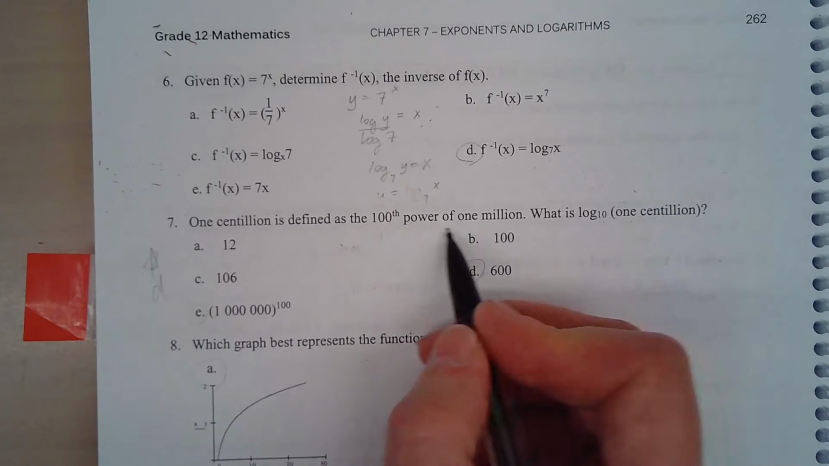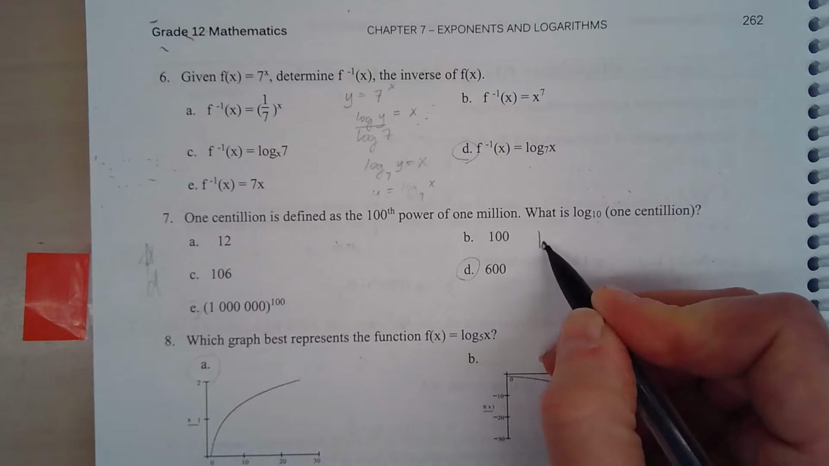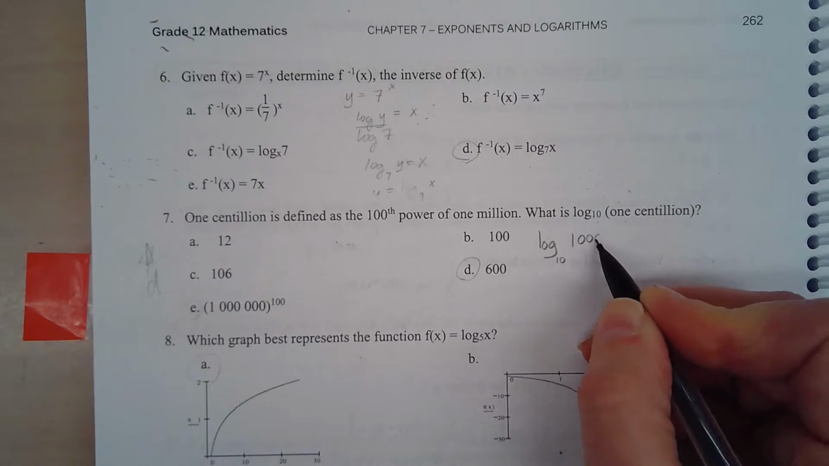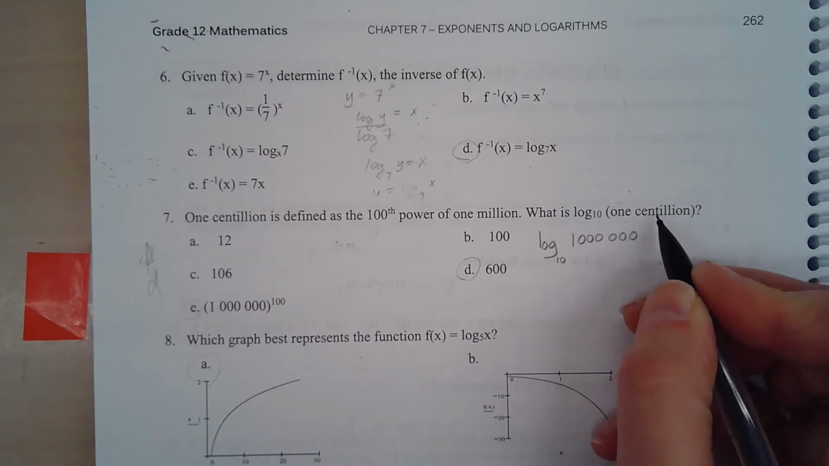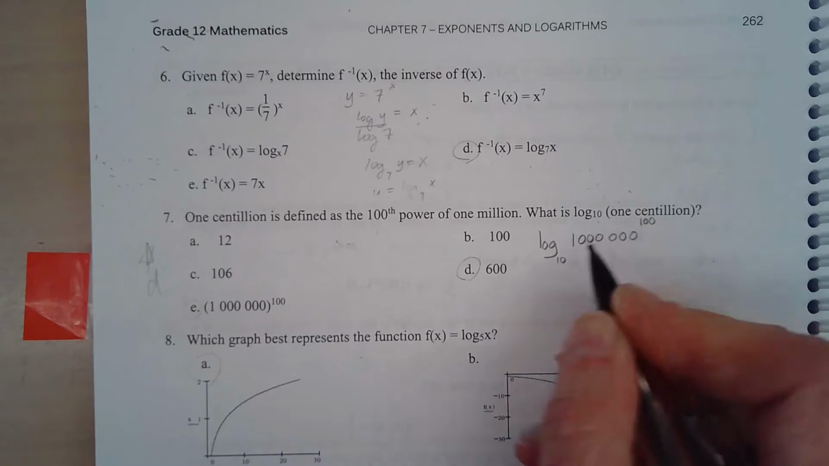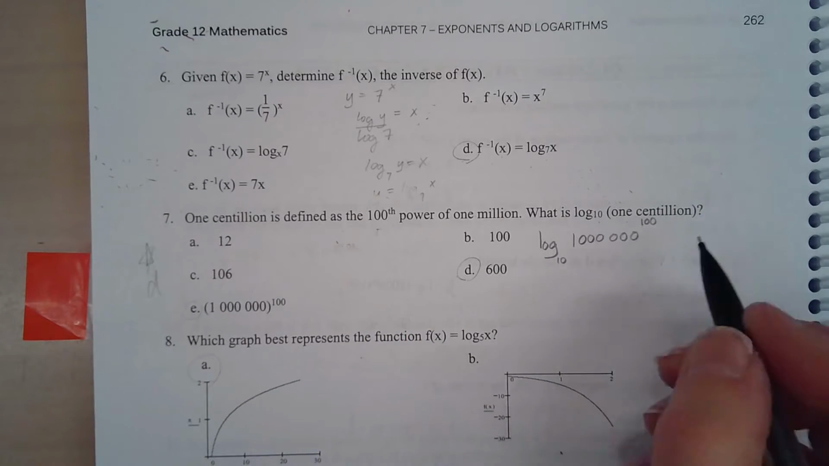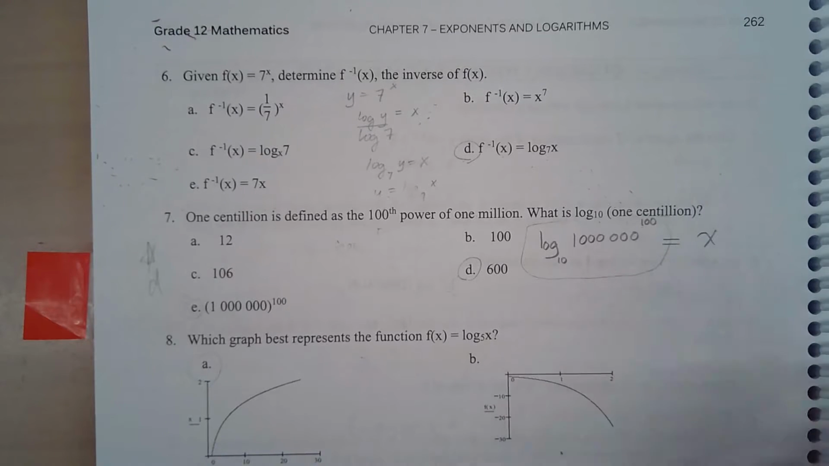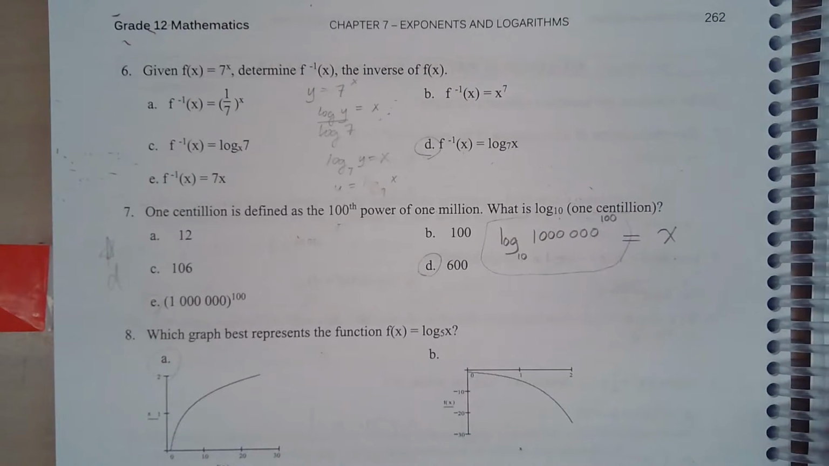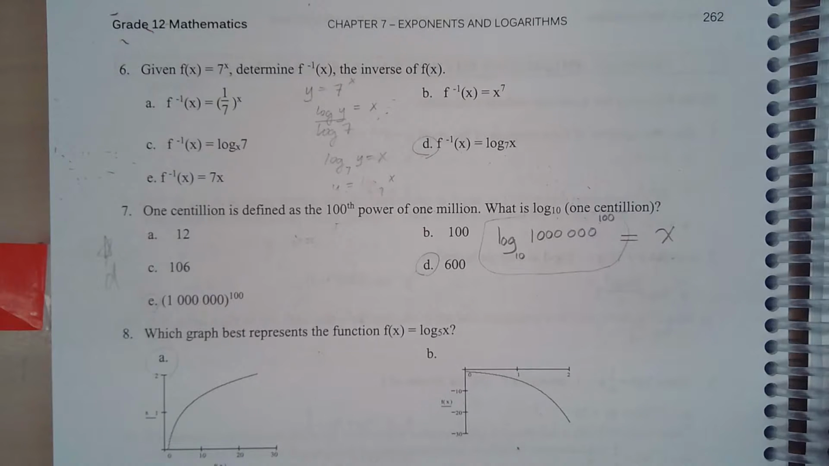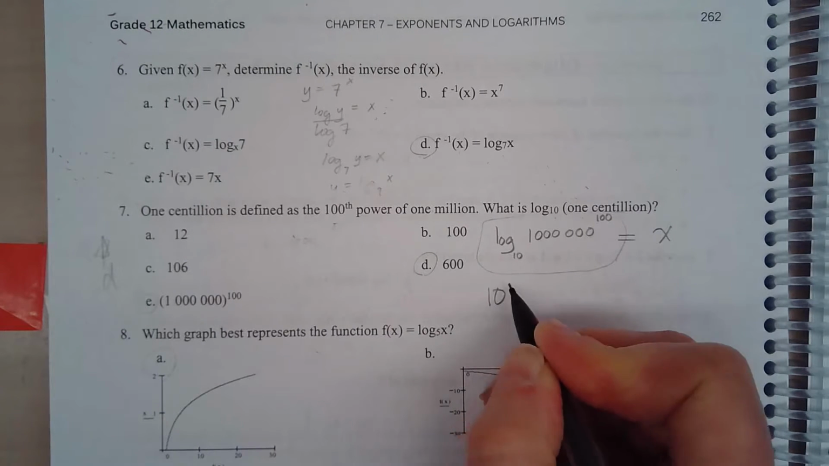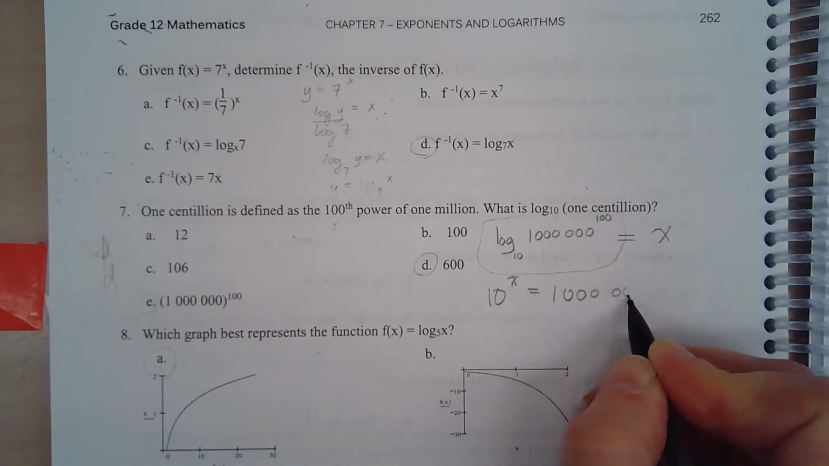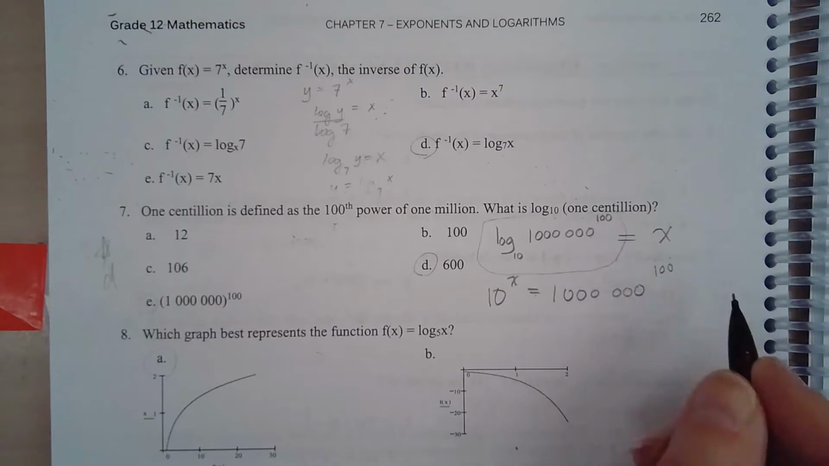Okay, so if this is what 1 centillion is, they're asking us what log base 10 of 1 million to the power of 100, the 100th power of 1 million. Okay, so they're asking me, what does this all equal? So that's what I'm kind of trying to find here, right? So I put it in, I guess, exponential form, right? So 10 to the power x equals 1 million to the power of 100.